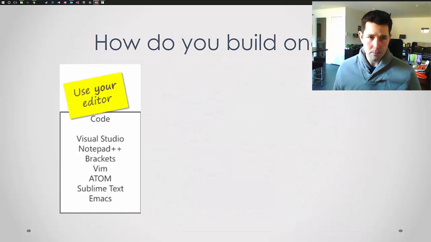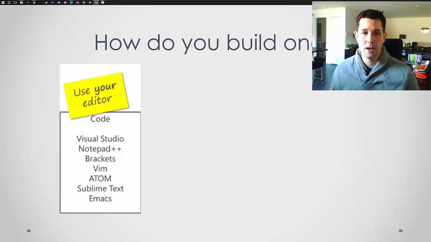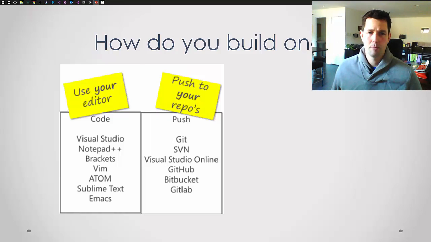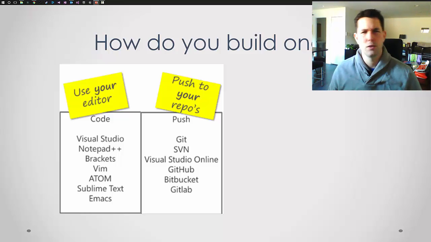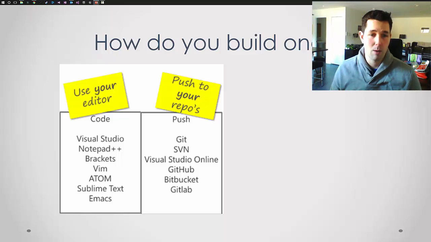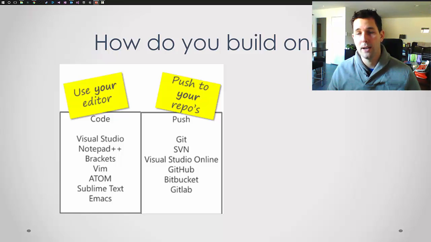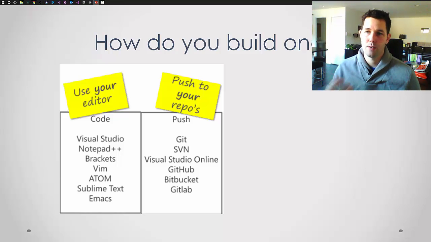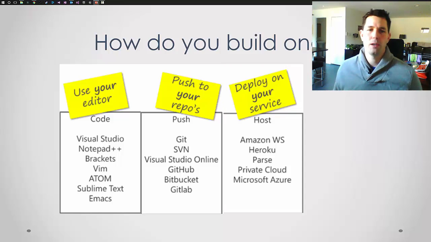So how do you build one? Well, first of all, you can use your editor of your choice, be it Visual Studio. Some people are still using Notepad++, Brackets, Vim, Atom, Sublime Text, wildly popular. You use whichever tool it is of your choice to write the web code. Then you're going to push your code to a repository, be it Git, SVN, Visual Studio Online. GitHub is my weapon of choice. I end up pushing all of my code there and open sourcing everything that I can. I also have a lot of content to be displaying today, which you can find on GitHub. And then you can deploy in your service.